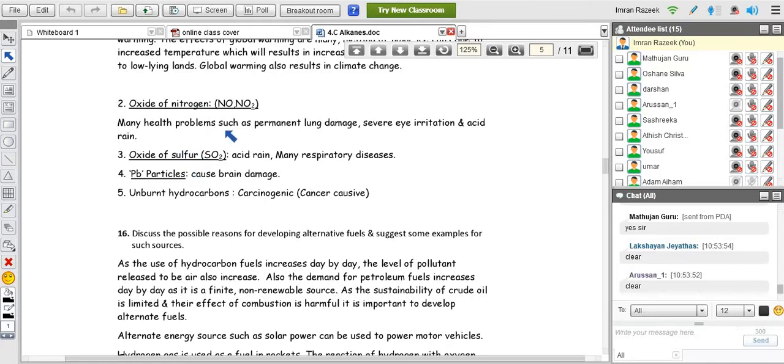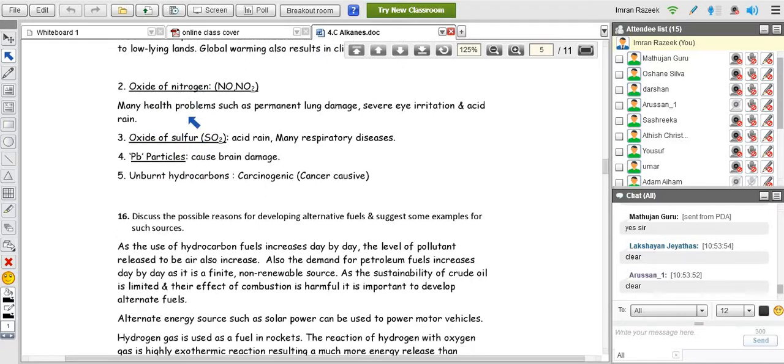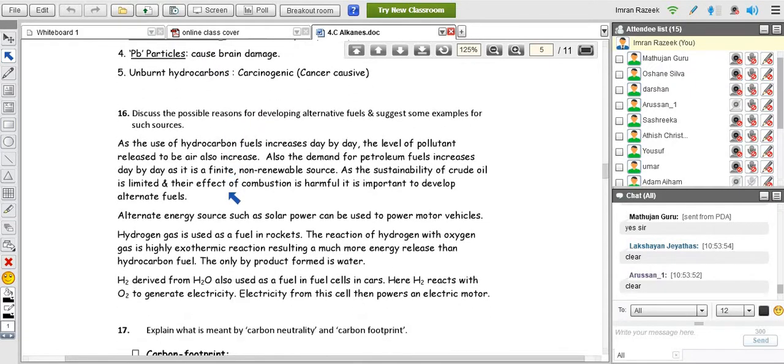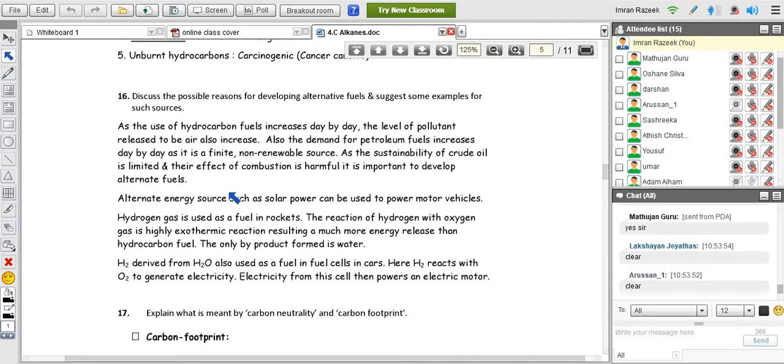So the best solution for this is to use alternative sources, such as motor vehicles running on solar energy or fuel cells, like electric vehicles, for example. So alternatives are one of the best solutions for this problem, and we should minimize the use of hydrocarbon fuels. The use of hydrocarbon fuels increases day by day, and that adds to the level of pollutants released into the atmosphere.